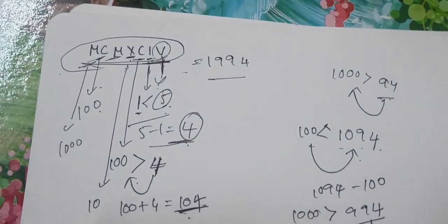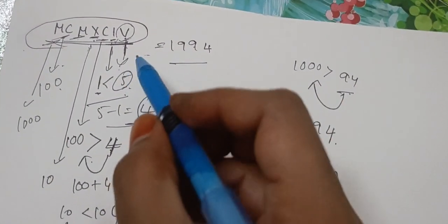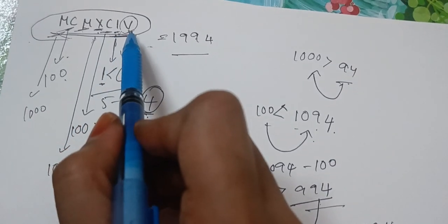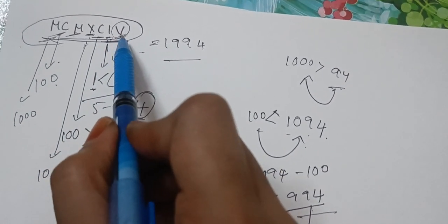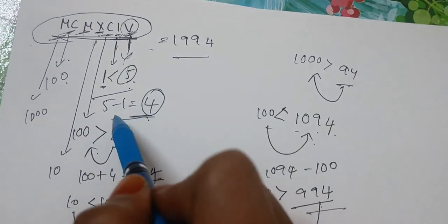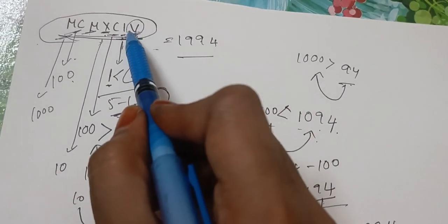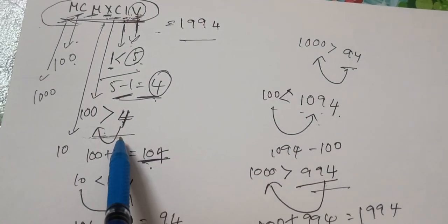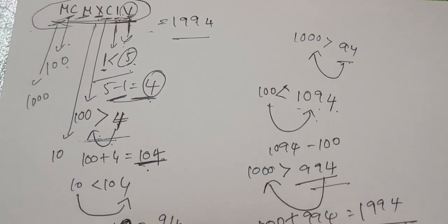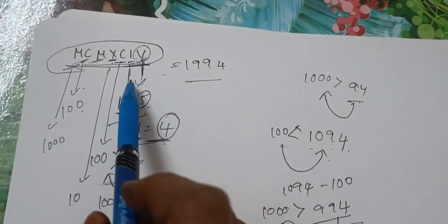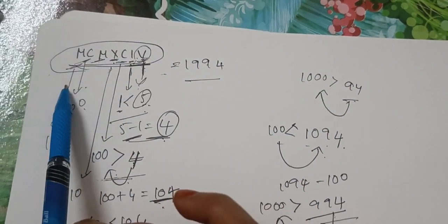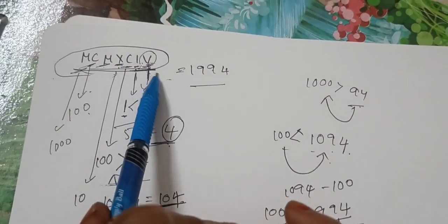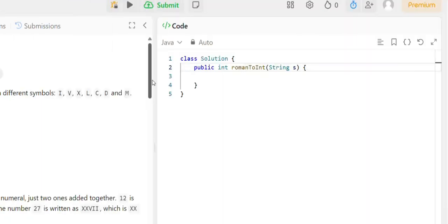The main logic you have to understand here is that whenever the previous value is less than the next value, then we are subtracting it. When it is greater, we are adding it. That is the only logic we have to use to convert Roman to integer, and it should start from the right and end at the left. So we have understood the logic. Now let's put our logic into code.